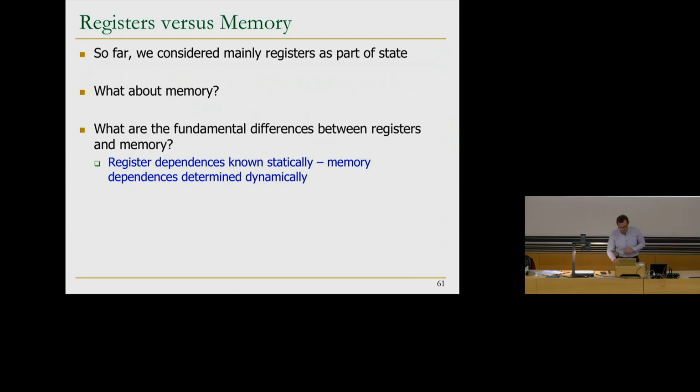On top of this, these addresses are not small, they're large. So register state is very small. We looked at 32 registers, 64 registers. Memory state is huge. The addresses are very large, right? So this is going to double our headache a little bit.